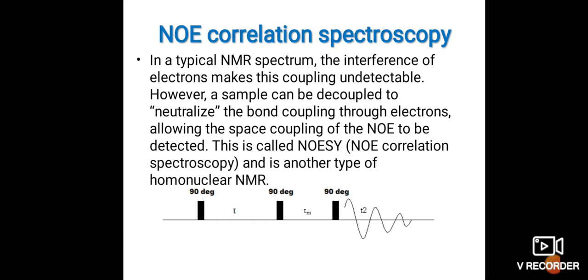But with NOESY, what people do is they decouple the electrons and neutralize the bond coupling through electrons, allowing the through-space coupling of the nuclear Overhauser effect, NOE, to be detected. So that is what they do here. First they give a 90 pulse, then followed by another 90 pulse and again a 90 pulse. Because of this, T1 is incremented a number of times and we get the signals at T2.